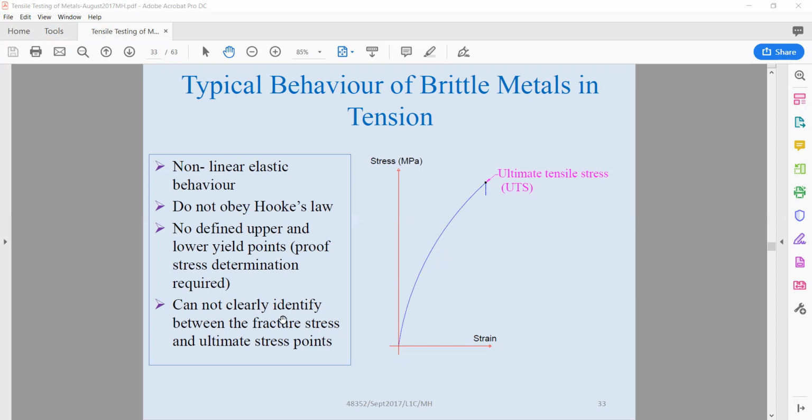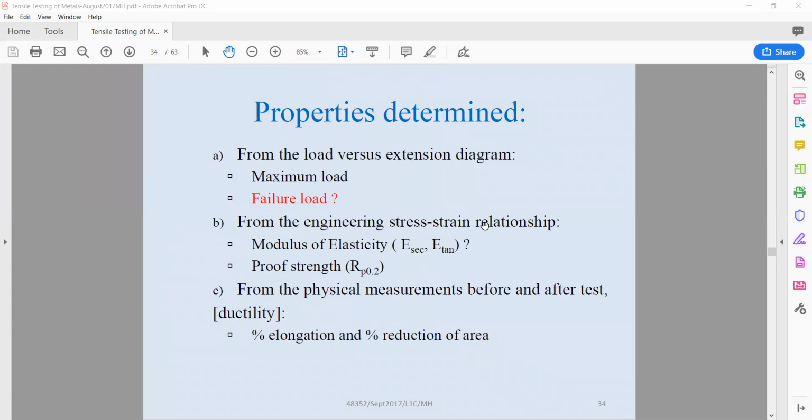And you cannot clearly identify between fracture stress and ultimate. As you see, because it just reaches maximum force and snaps, it's very difficult to have a defined fracture stress and ultimate tensile stress.